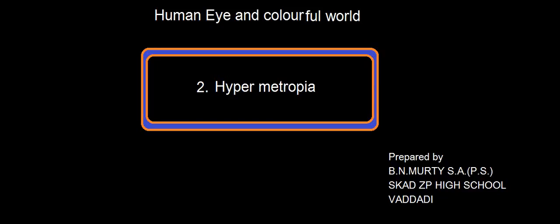Human eye and colorful world. Hypermetropia is the second type of eye disease.